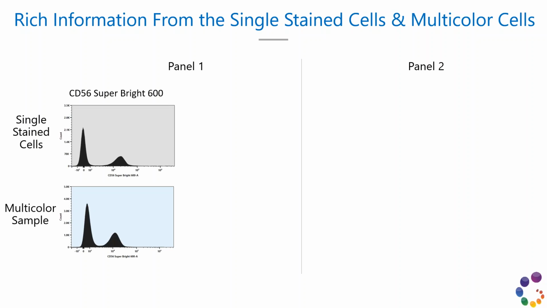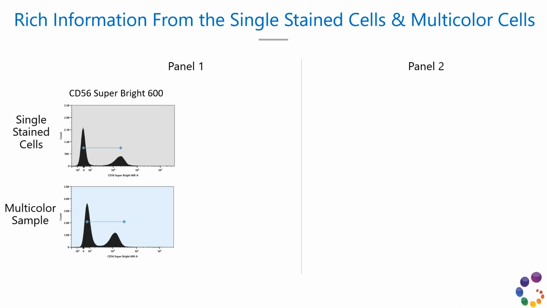Here's CD56 Super Bright 600, and each of these histograms is showing lymphocytes. When I look at the single stain, I can compare what's going on in my negative in the single stain tube to what's going on in the negative in my multicolor tube. Are they broadening or are they staying the same? For this particular one, these green arrows are exactly the same size, and there's a slight broadening in the multicolor sample, but not much. You can see the negative is shifted up a little bit compared to the single stain cell tube.